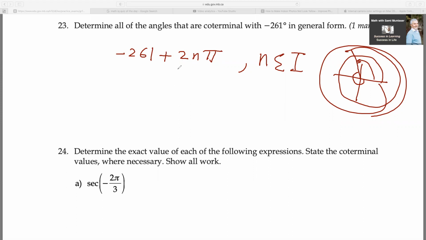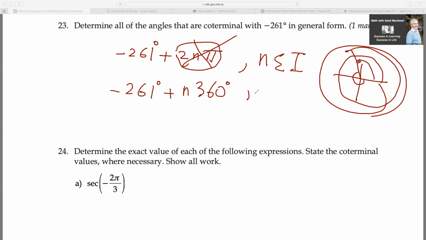Oops, let me back up a little bit. See what I did wrong here? I said 2 pi, but this is a degree measure, so that is wrong. We should write negative 261 plus n times 360 degrees, because we're in degree measure, where n is a member of all integers.